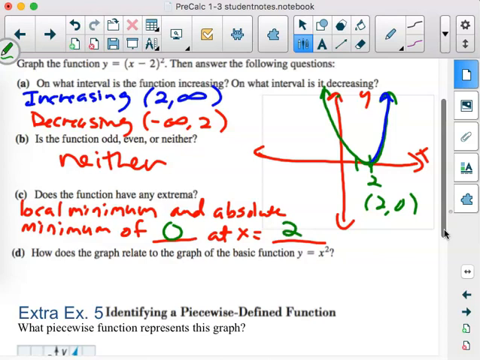So it is a local minimum. If somebody said, just look at this area of x's here between 0 and 4, is there a local minimum? Yes, but it is also the overall lowest point of the graph. So that is our absolute minimum.